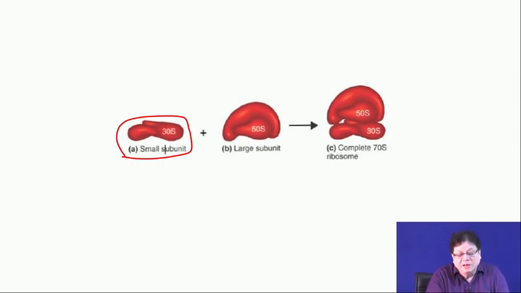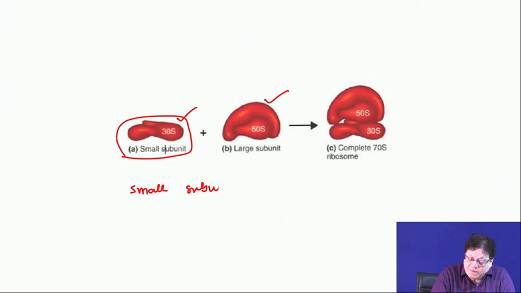Now, S is another unit showing the molecular weight. This is a sedimentation rate. There is a unit, the Swedberg unit, depending on the sedimentation rate of the system or the molecule that you are talking about. So, this is a 30S subunit and there is a 50S subunit. That means, there is a small subunit and there is a big subunit.